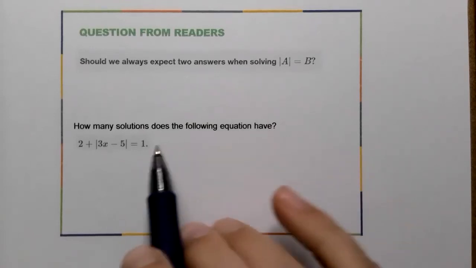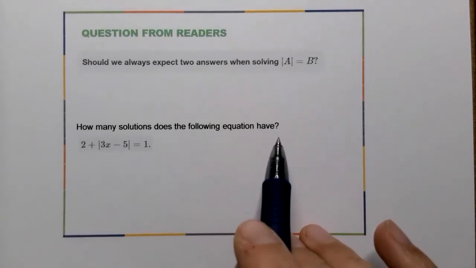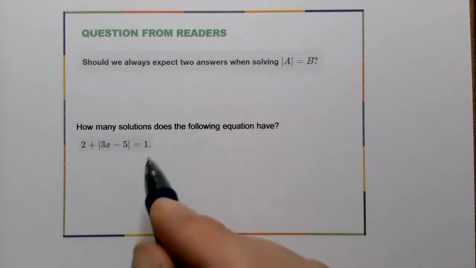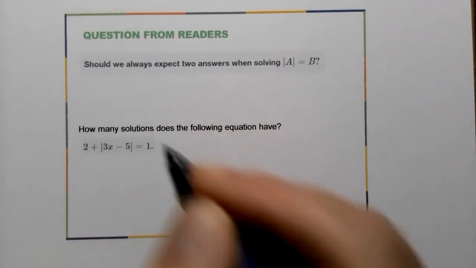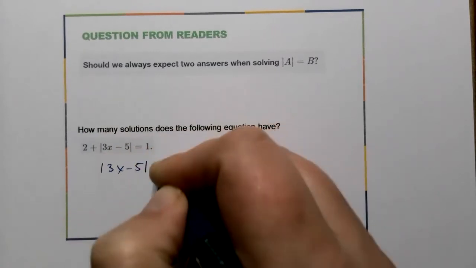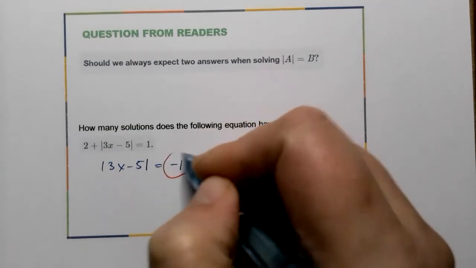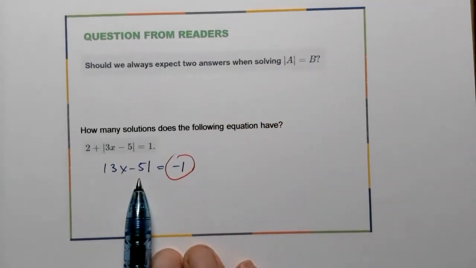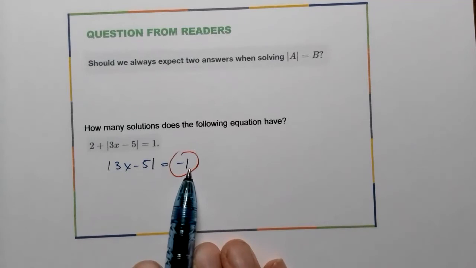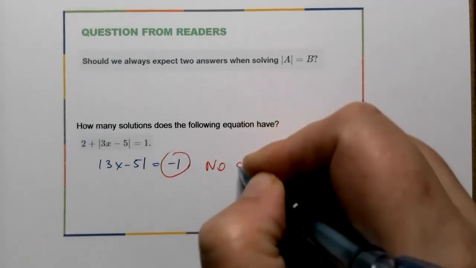So for example, here the question is, how many solutions does the following equation have? Let's actually start. I'm going to subtract 2 on both sides. I have absolute value of 3x minus 5 equals negative 1. Look, this is a problem right here. It says the distance from 0 of this expression is negative 1. And we know that distance cannot be negative. So this has no solutions.